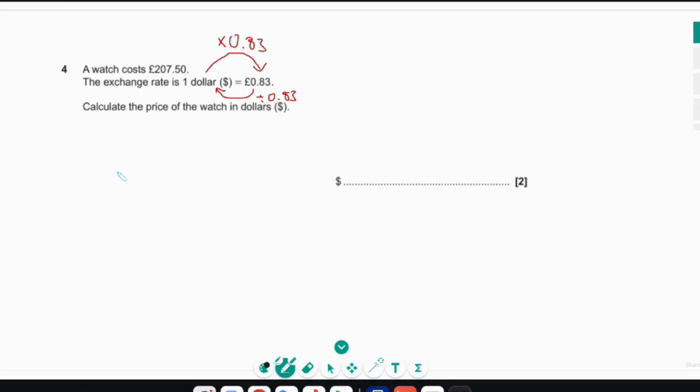We have £270.50. We need to convert it into dollars. So as you can see, we need to divide by 0.83. That gives $250.